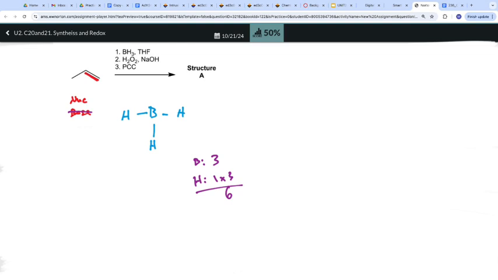I mean, it doesn't have electrons to really donate. Yeah, it doesn't have electrons to donate. Okay. So it shouldn't act as a nucleophile. No radicals.